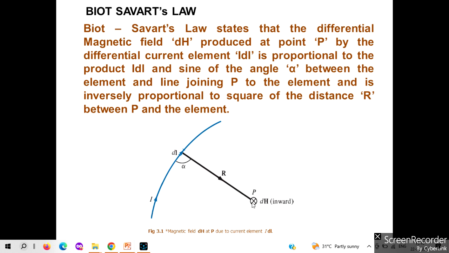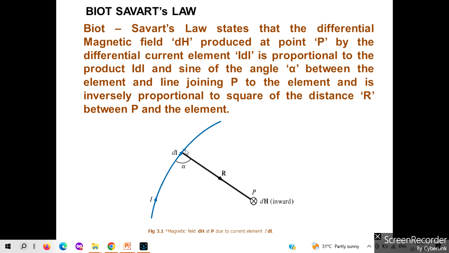Now, when we calculate the magnetic field at this particular point, what we have to do is take an infinitesimal element of this particular current carrying conductor. So we take the infinitesimal element, which we represent mathematically as dl.